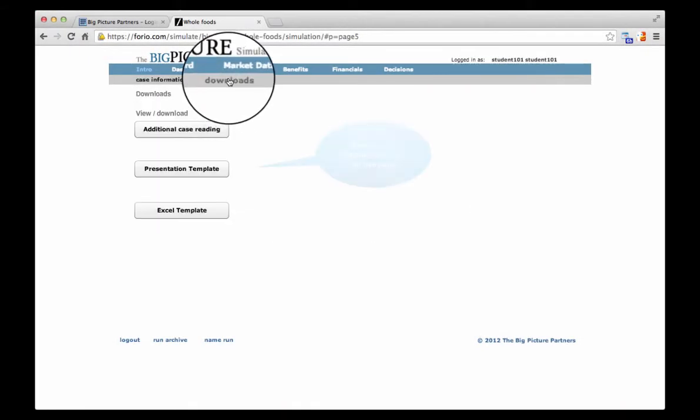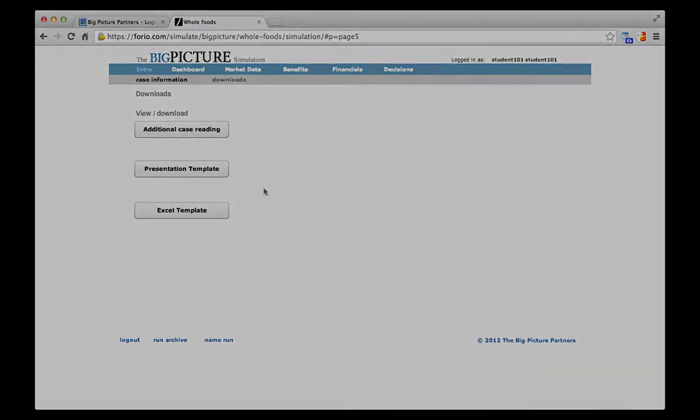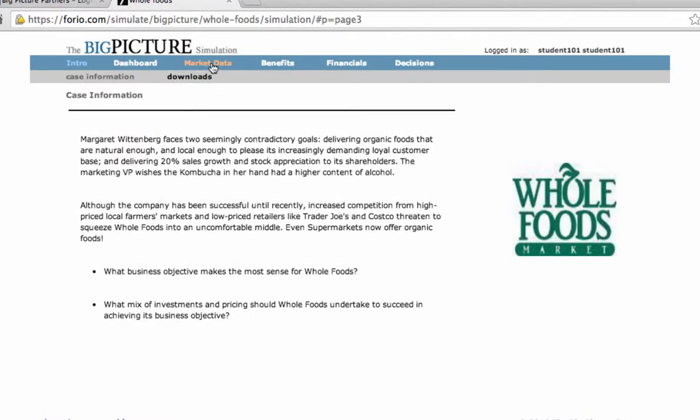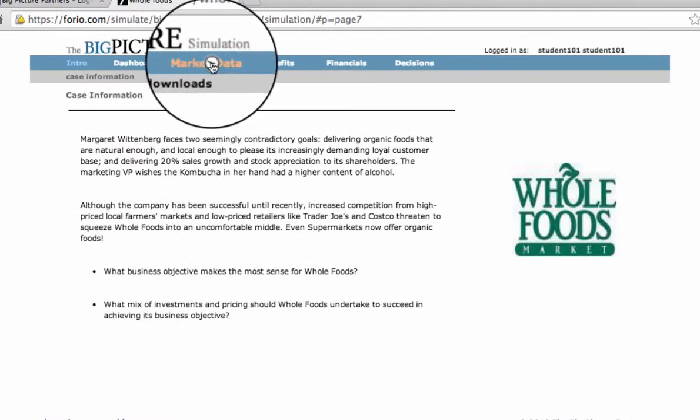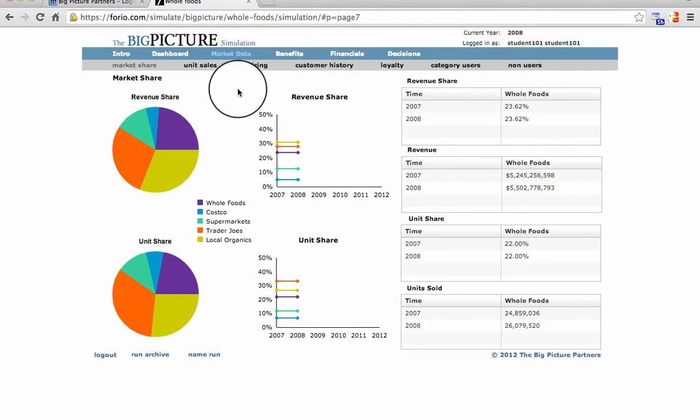As you open the case, first check to see if there have been any additional readings or templates provided to you, and go ahead and download those first. From there, we'll take a look at market data. Here's where you'll find all the information about your brand and the competitors' brands. Included in market data is share, unit sales, pricing, customer history, customer loyalty, and the category users and non-users.